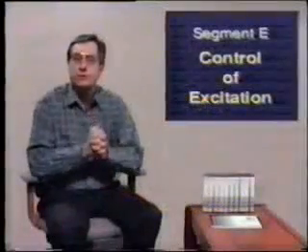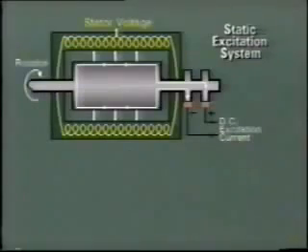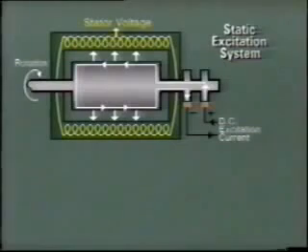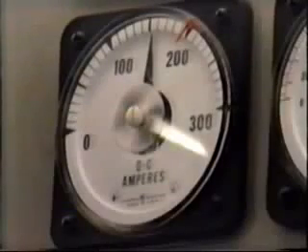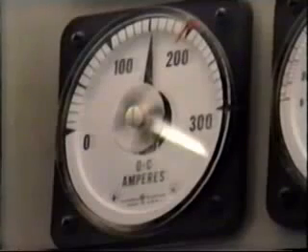Control of the generator output voltage is affected by adjusting the magnitude of excitation current. We already know that increasing excitation results in an increase in the strength of the rotating magnetic field. This in turn brings about an increase in the voltage, which is induced into the stator conductors. Let's take a closer look at the excitation system to see how this control is carried out.